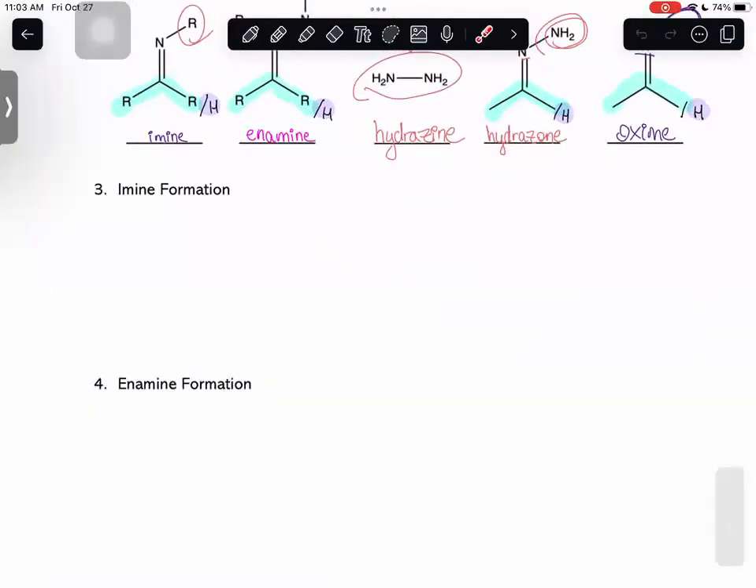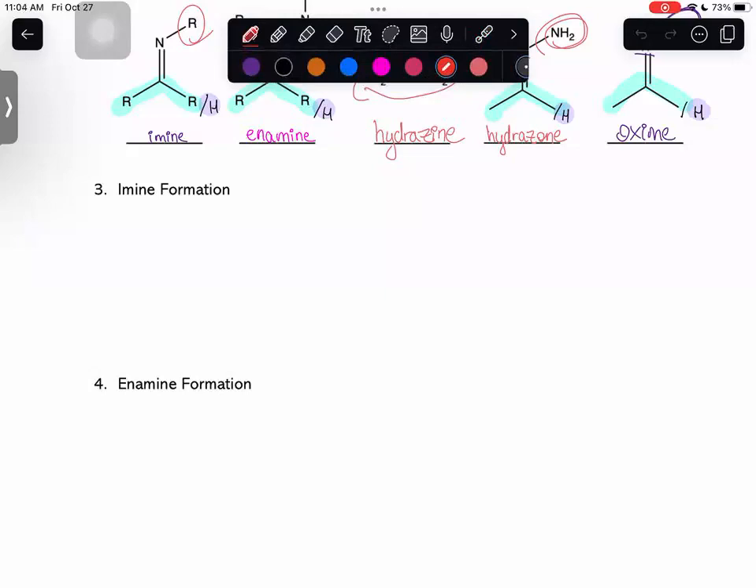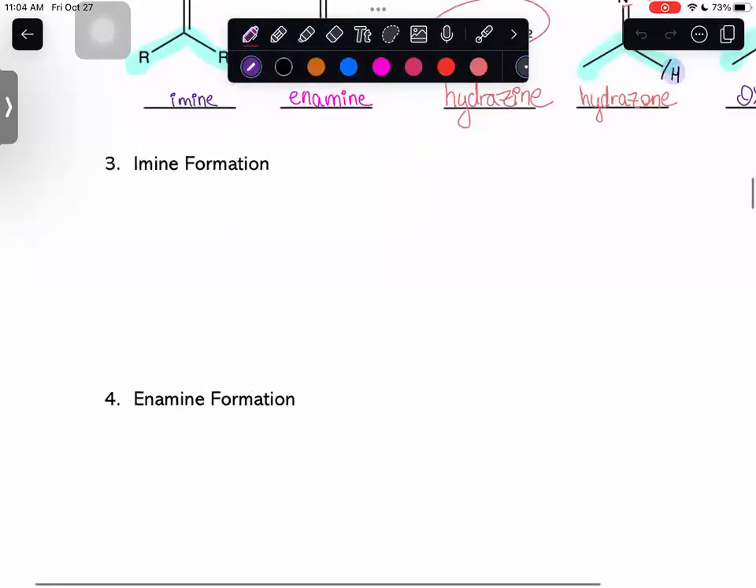Okay, but let's continue with the next few reactions, the ones that have funny names: imine, enamine, hydrazone, and oxime. So let's just start with a general molecule in here. And then we're just going to do an acid catalyst. Now, I'm just going to show you the mechanism once, because no matter what you use, like an acid or a base, you're going to end up with the same exact product.